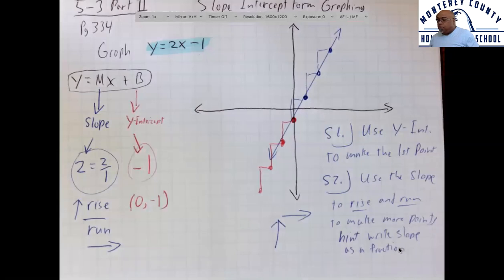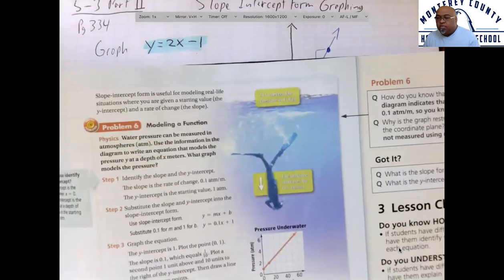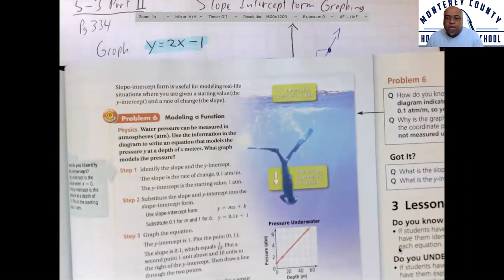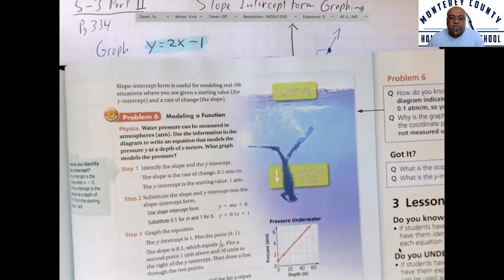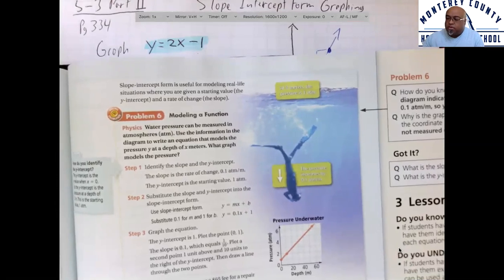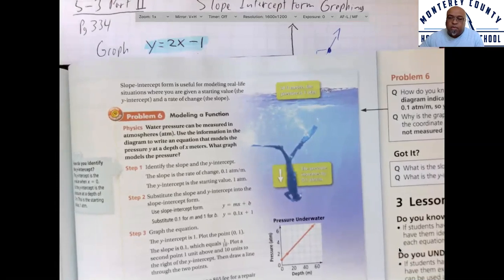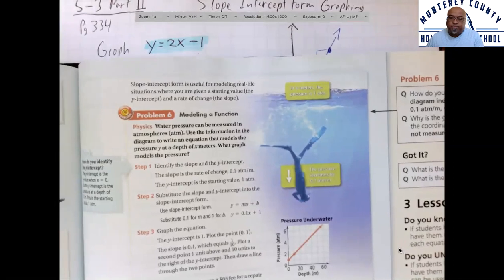There's also problem 6, which goes into modeling a function. It's a little bit complicated. I kind of disagree with the book. They picked some complicated decimals. I dislike it when it does that, because I feel like you should make a simple problem so you can understand how to do it, and then apply the complicated problems later.